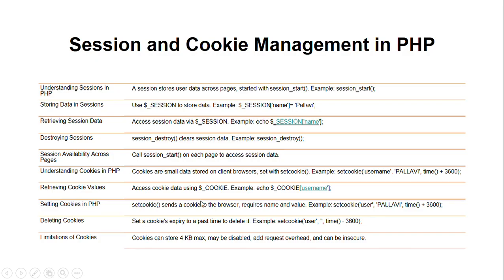If I want to set the cookie, we have already checked the example. If I want to create the cookie, setcookie is the method. It takes three arguments: the name, the value, and the time up to which the cookie will be there on the client computer. If I want to delete the cookie, I don't have a specific delete method to delete the cookie from the client computer. I will just use the same method, setcookie, which is for creating the cookie.